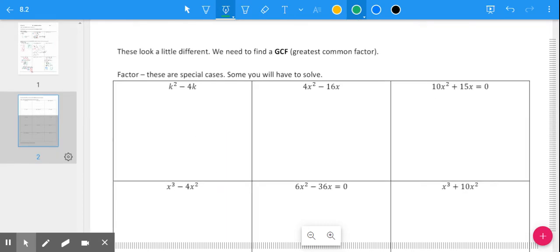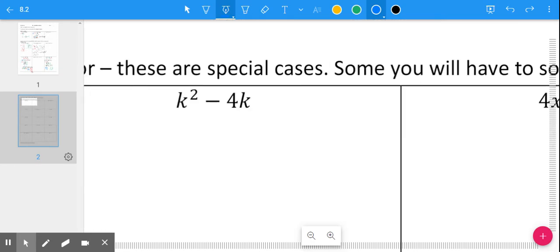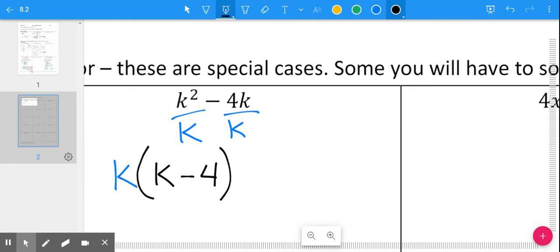So when you look at the next page, these are a little bit different because they have a GCF, a greatest common factor. So we want to pull out what they have in common before we solve them. So looking at this first one, we have k squared minus 4k. With both of them, I see k. So we're going to divide both of these by k and move the k to the outside. K squared divided by k is k. Negative 4k divided by k is negative 4. So this one doesn't have an equal 0, so we're just going to stop after we've found the greatest common factor and pulled it from that expression.